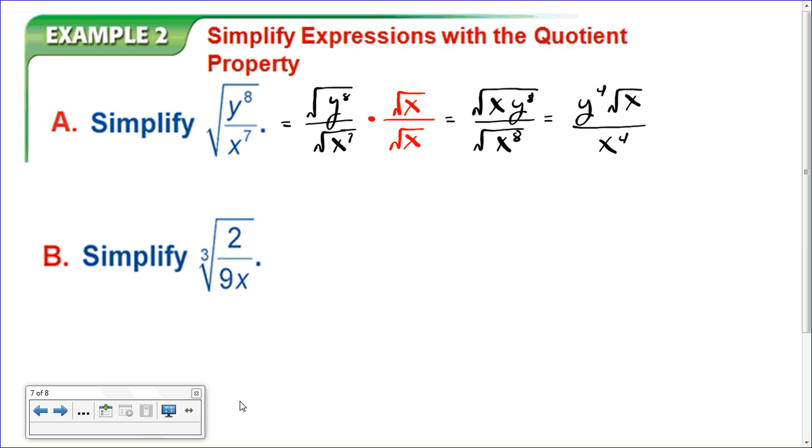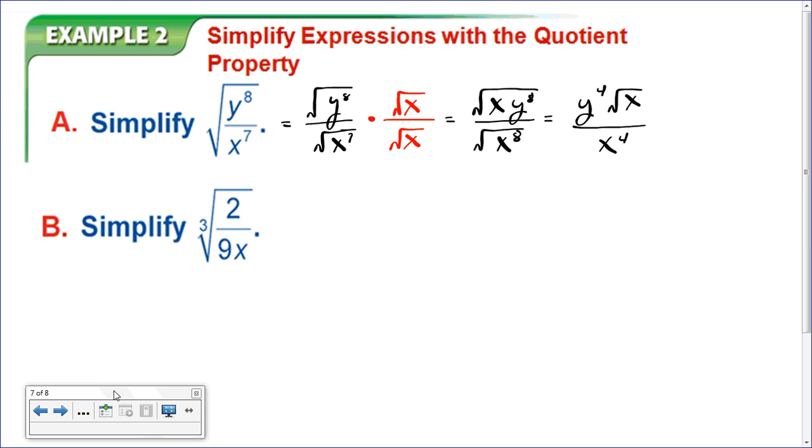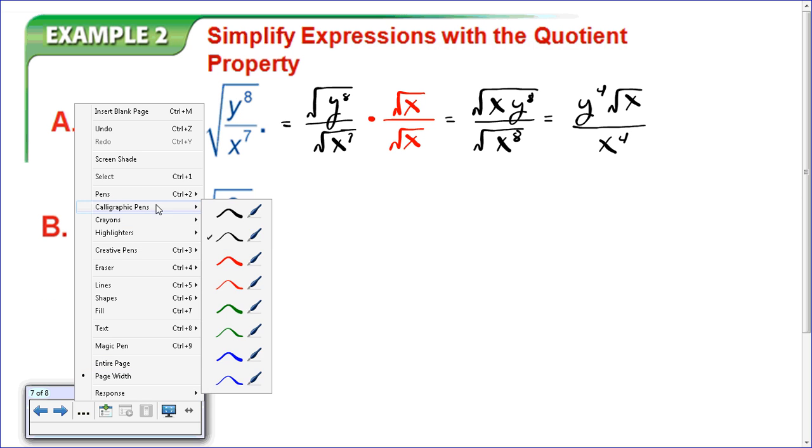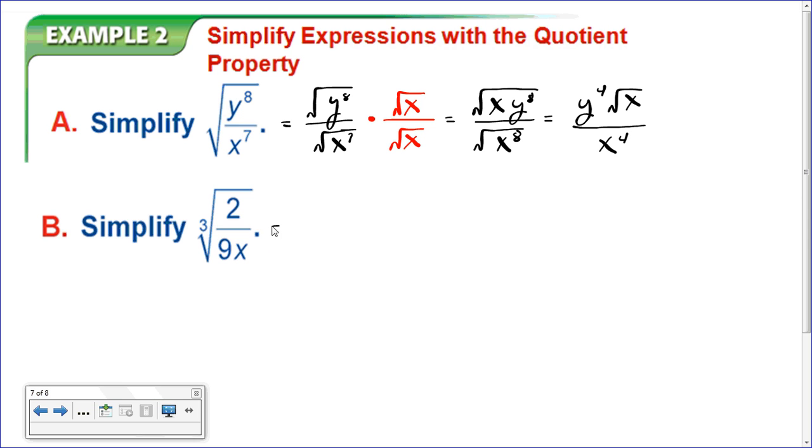Okay, let's take a look at this, in which we've got a third root that we're dealing with. The process is just the same as before. Break it apart. This is going to be the third root of 2 over the third root of 9x. Now recall that 9 is 3 squared. That's going to be helpful to us here in a second.